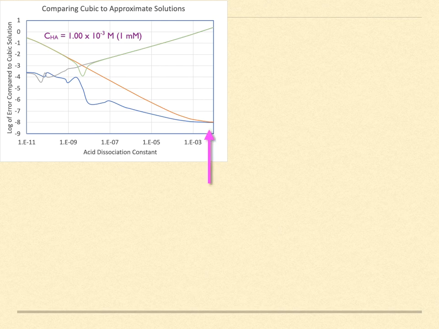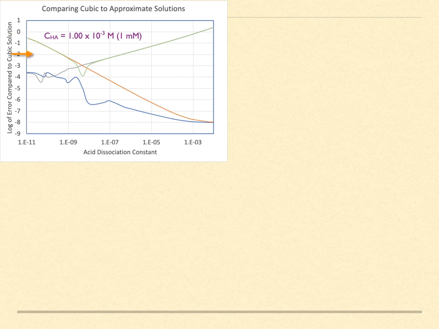Here at the right edge, the graph has the largest value for Ka. This corresponds to the stronger weak acids. As we move to the left, we encounter increasingly weak acids. The y-axis has the log of the error between the cubic equation result and that for the corresponding approximate solution. This is calculated as the absolute value of the difference between the cubic and the approximate result, divided by the cubic result. A log value of 0 means that this ratio is 1, which means that the difference is as big as the value itself. This would be a 100% error. This would be bad.